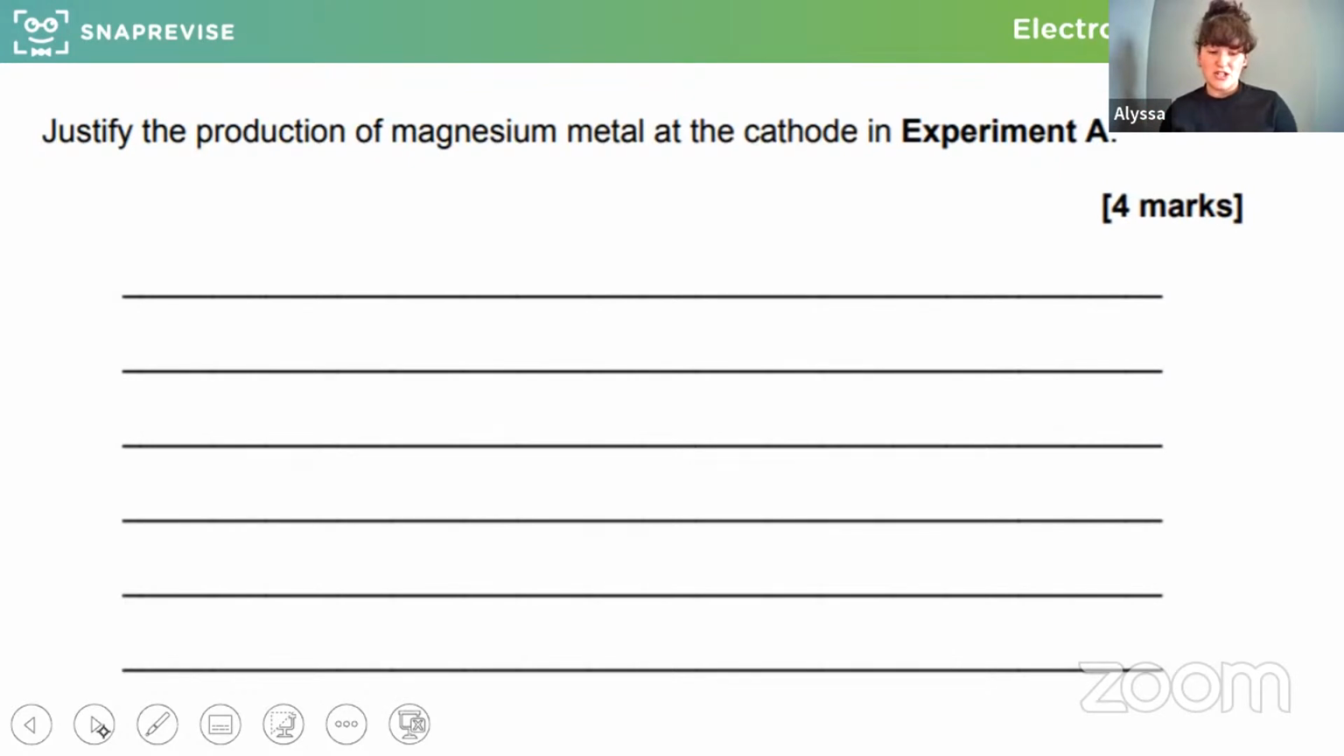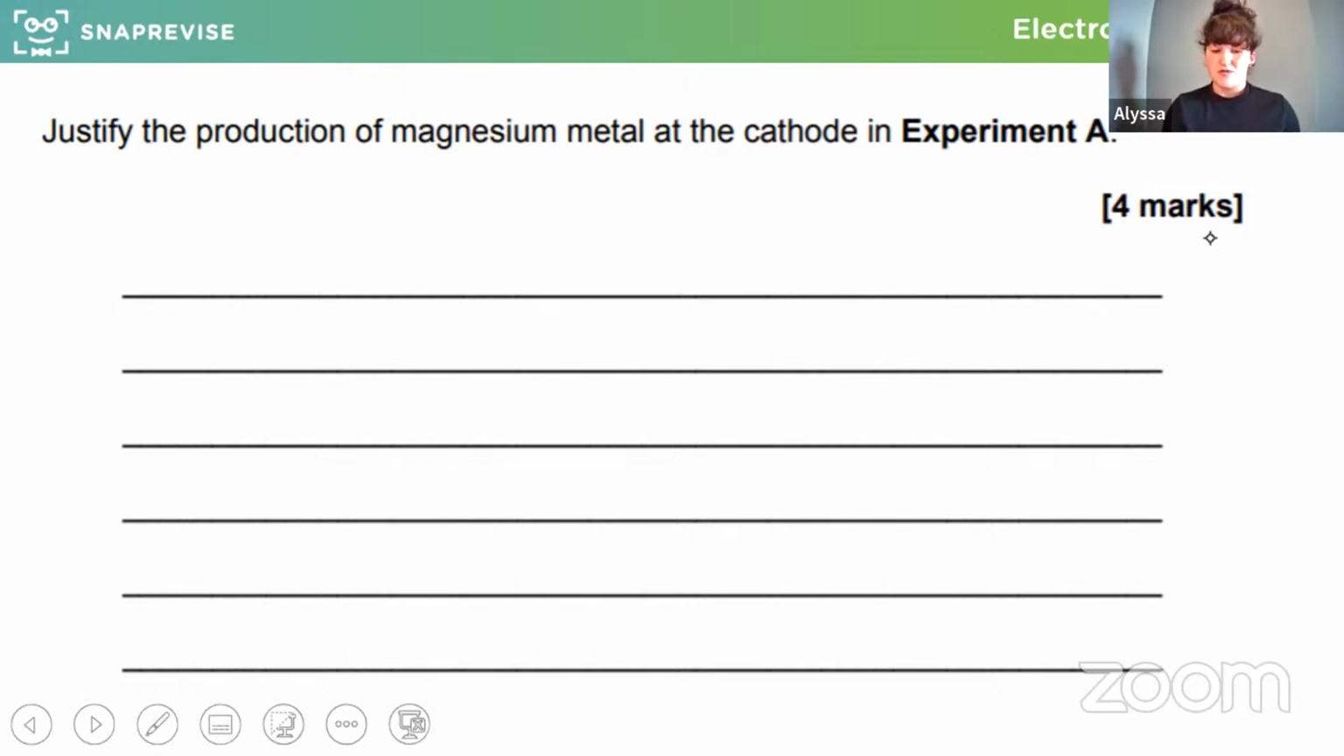This question says, justify the production of magnesium metal at the cathode in experiment A. So this is the kind of question that you might need to answer. Definitely if you're in higher, 100% you'd need to be able to do this. This may be one of the questions at the end of a foundation paper. They probably wouldn't phrase it like this. This is aimed at higher ability because one of the 4 marks would be to write the equation. So let's have a look.